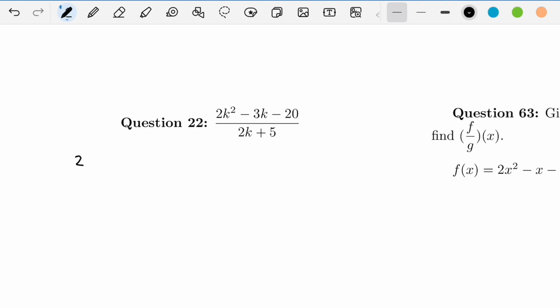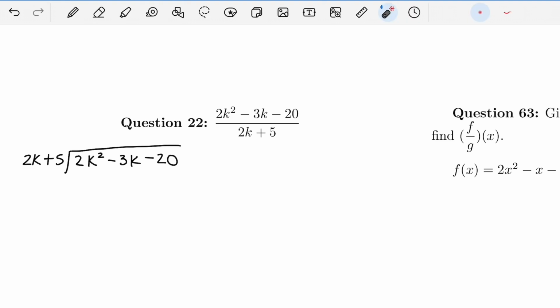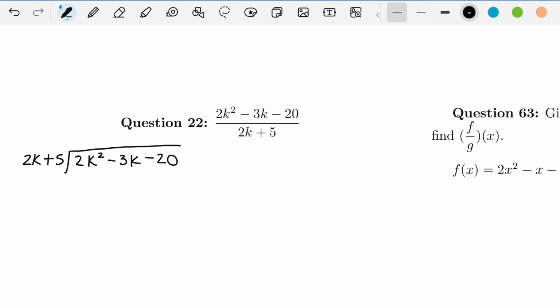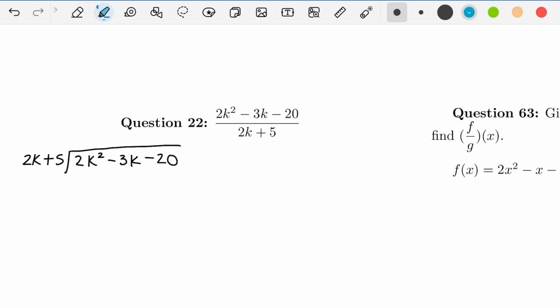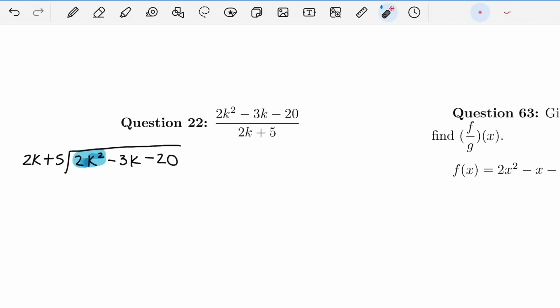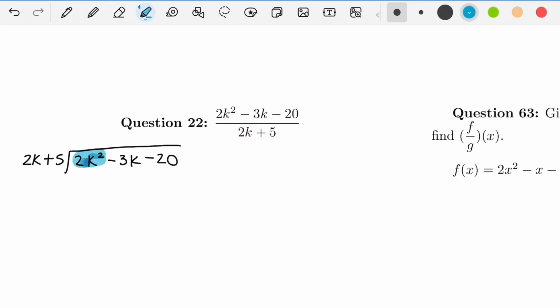But what we're going to do here is we have this 2k squared minus 3k minus 20, and we're going to divide this by 2k plus 5. And so we're writing this in long division format here. This will help us kind of lay out each step. So the first step that we're always going to do is we're going to divide the first term in our numerator by the first term in our denominator here, this 2k.